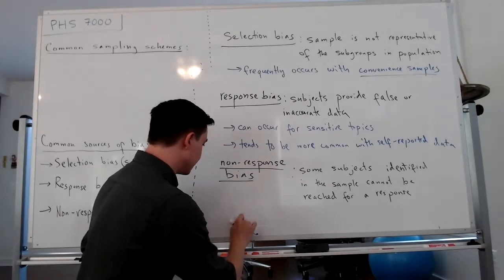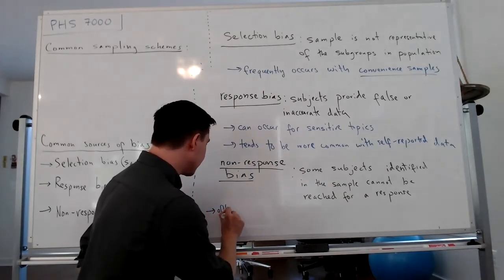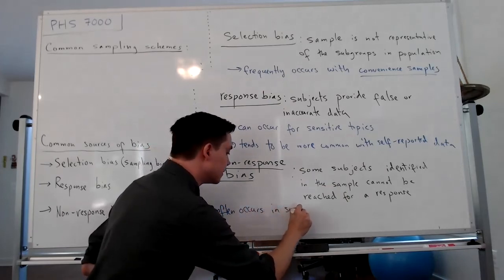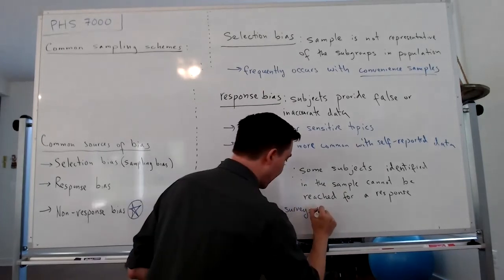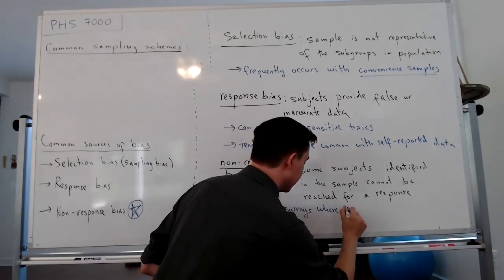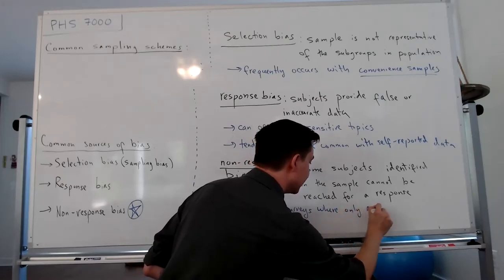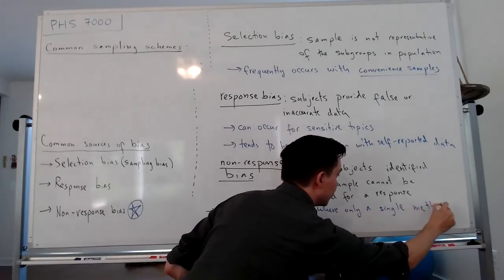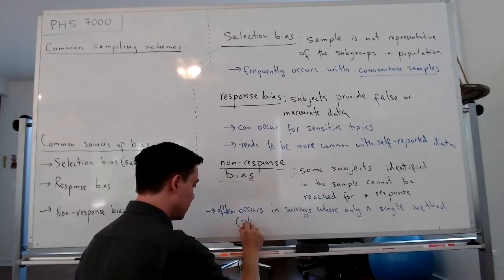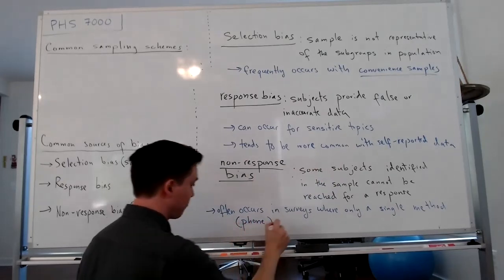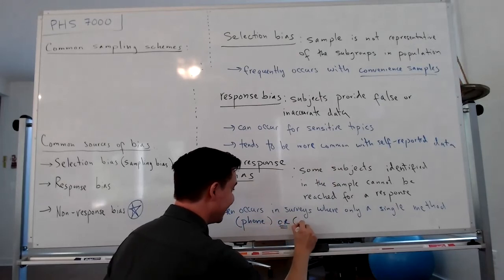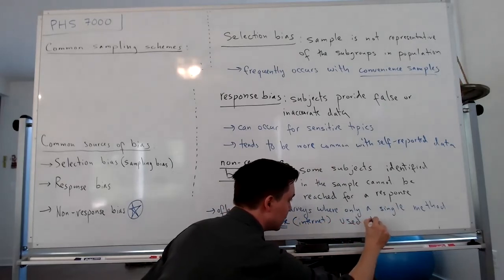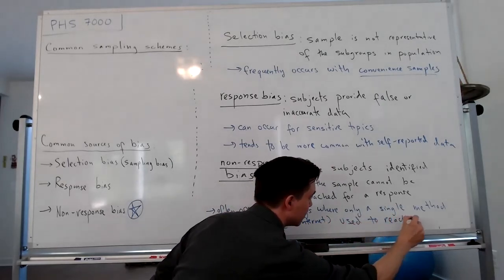This tends to, often occurs in surveys where only a single method, for example, phone or internet, is used to reach subjects.